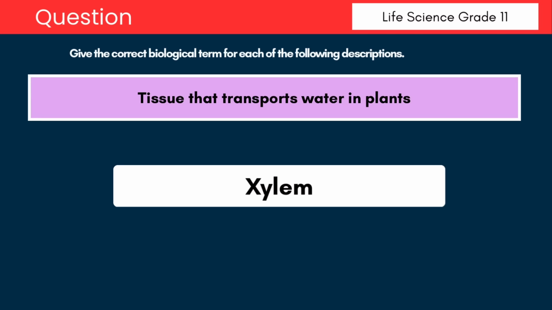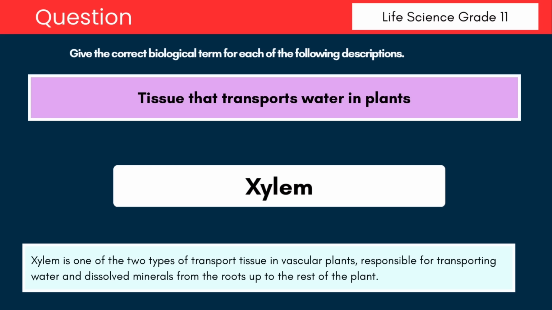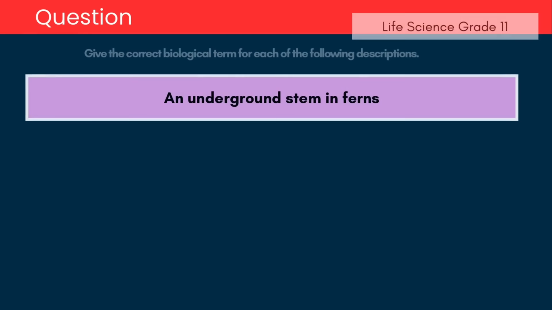The correct answer is xylem. Xylem is one of the two types of transport tissue in vascular plants, responsible for transporting water and dissolved minerals from the roots up to the rest of the plant.